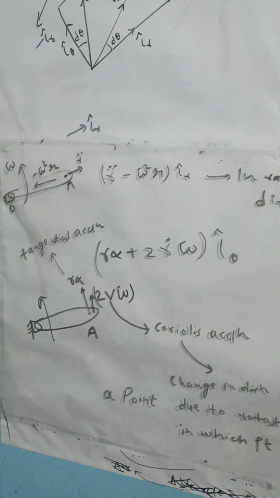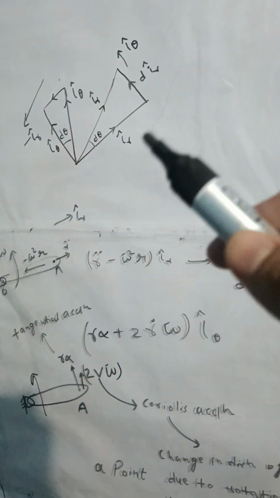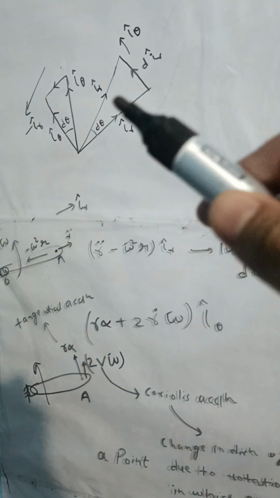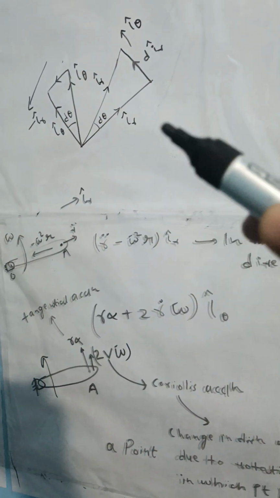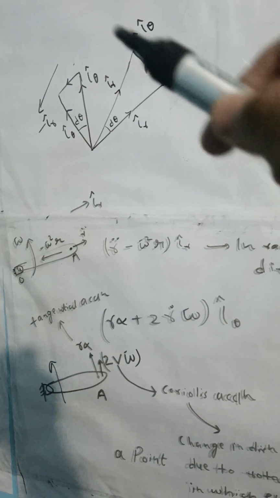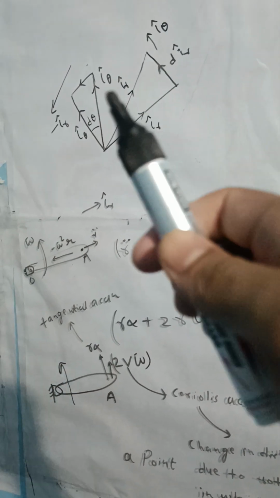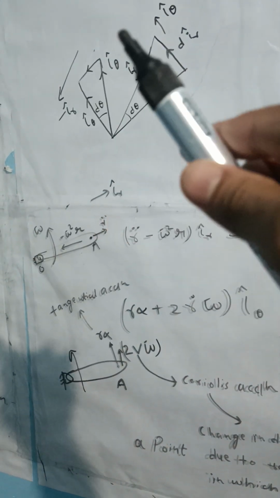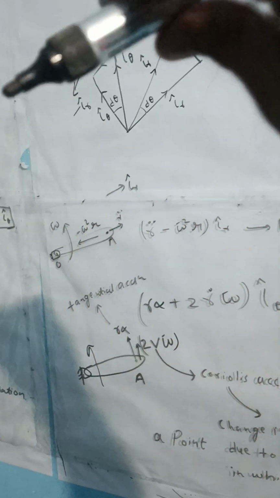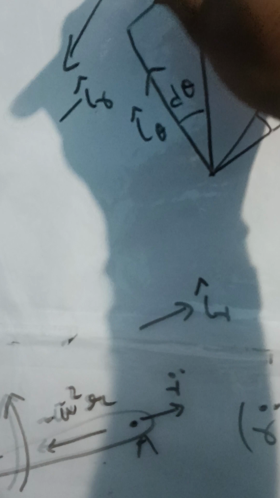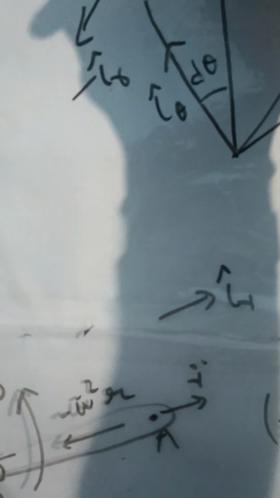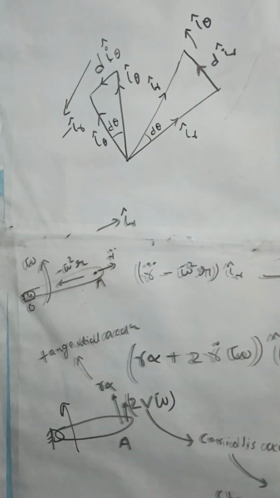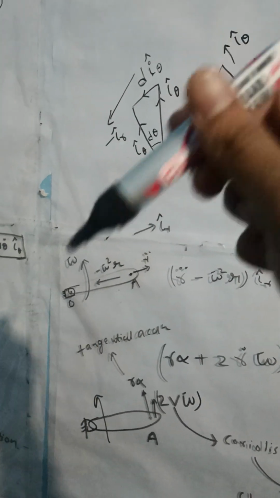So you can note it. In this figure I have cleared something. Suppose ir cap was the radial vector. After rotation it shifted to this direction, so dir cap is in the azimuthal direction, and similarly i theta was the initial vector. After rotation it came here, so di theta is in the minus radial direction. This is the di theta cap vector. It is in the minus radial direction, so it is very important.